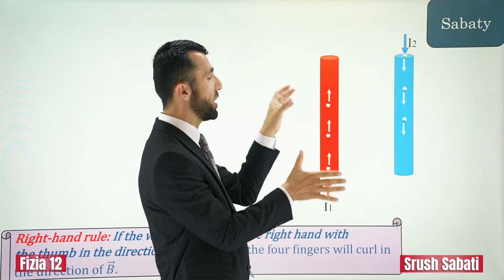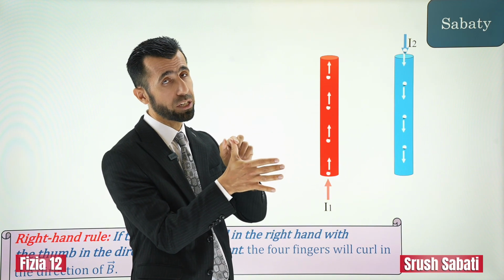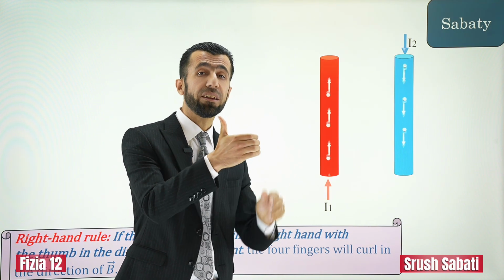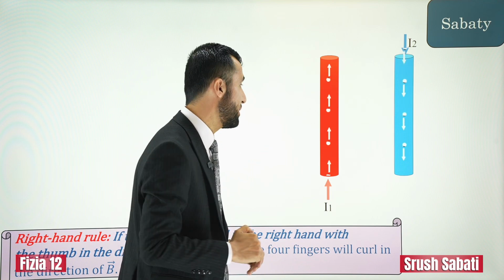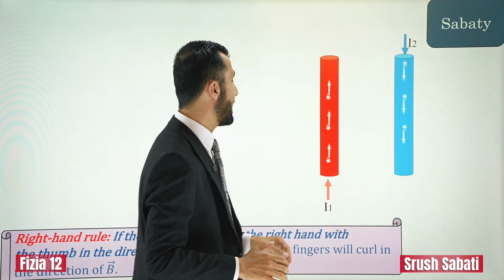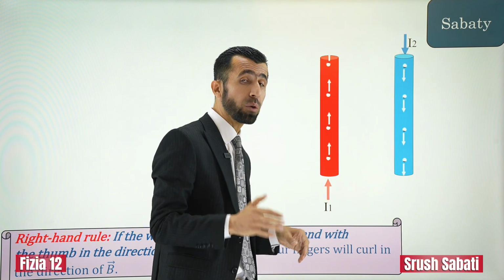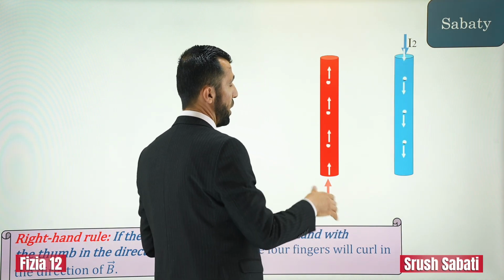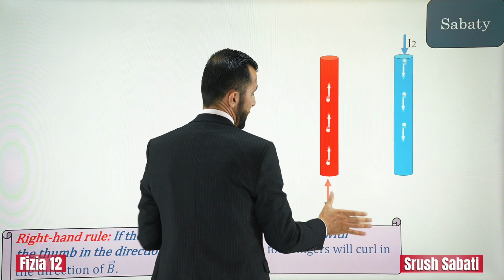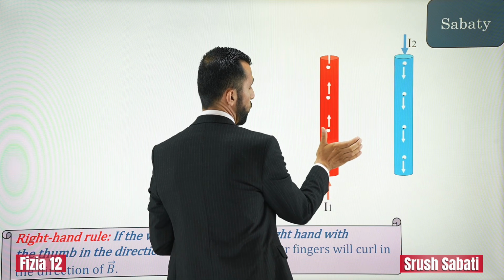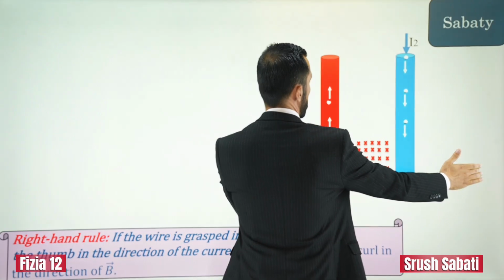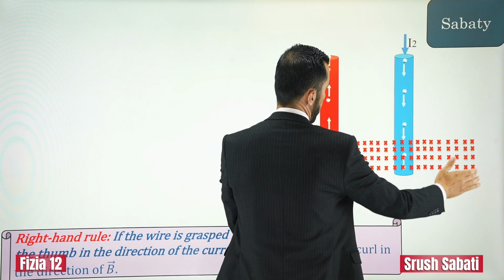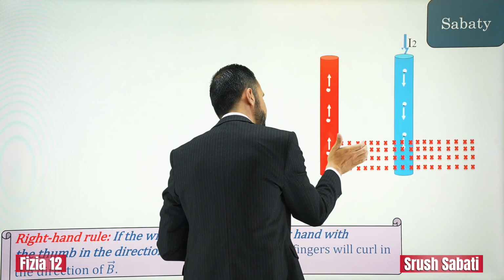The right-hand rule says that when current passes through a straight wire, our thumb represents the direction of current, and four fingers represent the direction of the magnetic field around the wire. So to determine the direction of the magnetic field around wire 1, we do this. This is the direction of current, four fingers represent the direction of the magnetic field. So on the right side, it will be into the page.